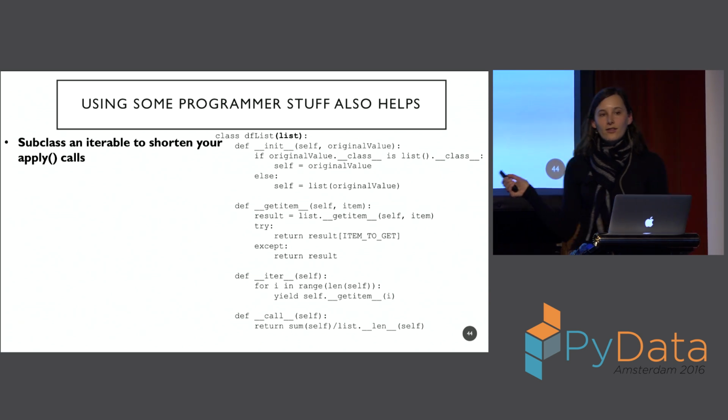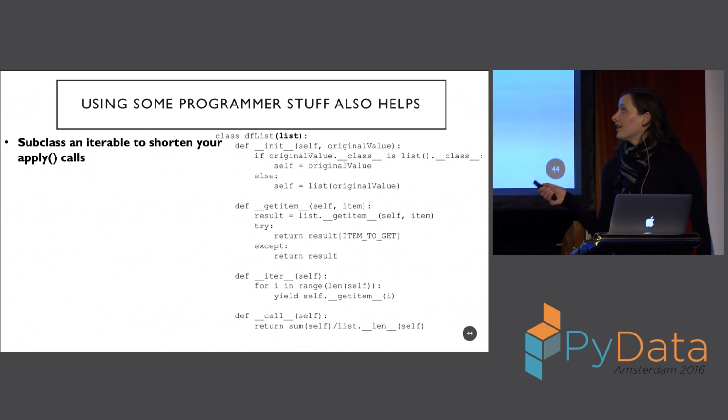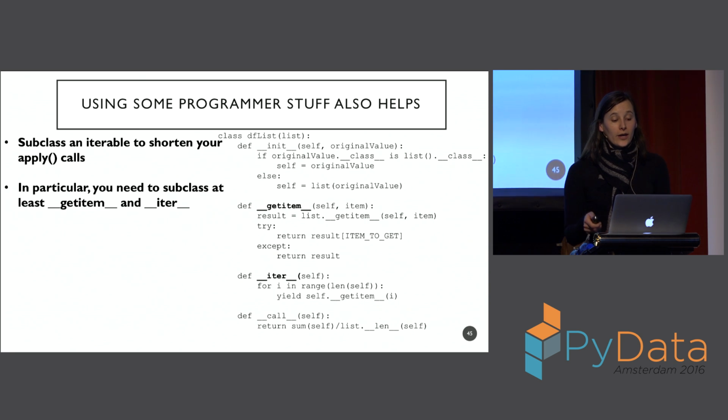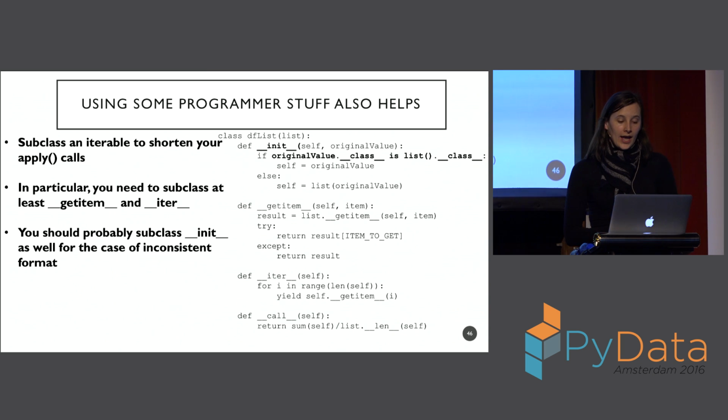It's a subclass of the Python list, and it will behave as I want, right? So every time I put parens after my instance, I can get the average, or something like that. There's a ton you can do with this. This is one of the reasons I think Python is so well suited to this sort of data processing. I will point out you need to at least subclass __getitem__ and __iter__, those two. You should probably subclass __init__ as well in cases of inconsistent format.